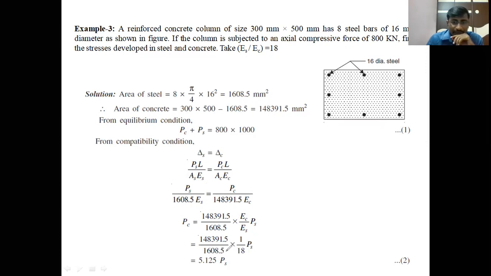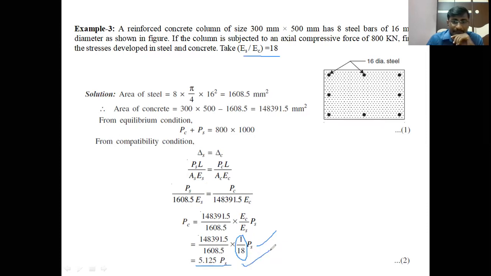148,391.5 divided by 1608.5 into EC by ES, how much value? ES by EC is 18. If we reverse this, EC by ES we can write as 1 by 18, and PS is there. So the final value is 5.125 PS. So PC in terms of PS, PC is equal to 5.125 PS.